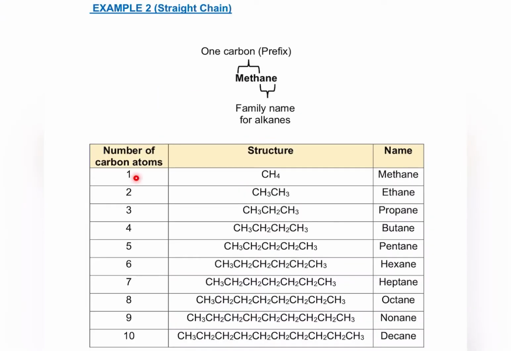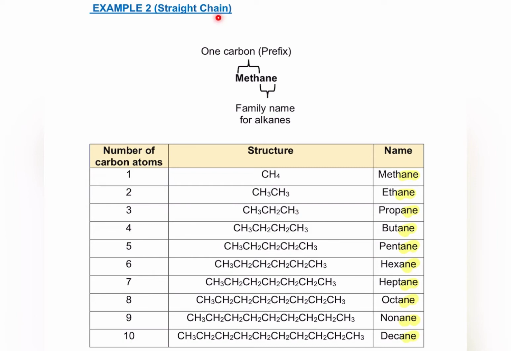If I have one carbon atom, the structure will be CH4 and the name will be methane. The next one, if I have two carbon atoms, my structure is going to be CH3CH3 and the name will be ethane. And once the number of carbon atoms increases, the name will change. But as you see from here, each of them has the suffix, the family name, ending with "-ane", A-N-E. So that's how you give the name for an alkane with no substituents, in a straight chain alkane.